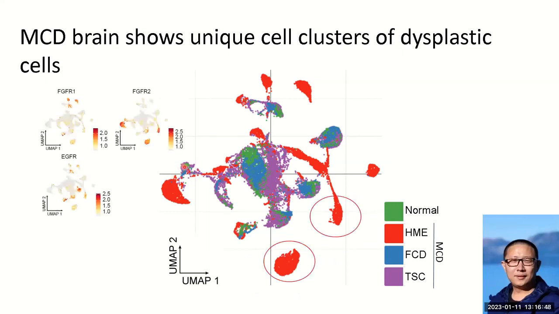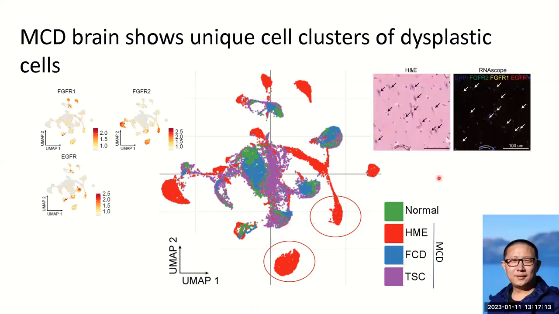In some MCD-specific clusters, as highlighted in the circles, the expression of fibroblast growth factor receptors and epidermal growth factor receptors is exceptionally high, indicating these are highly associated with MCD-specific cell populations. To confirm this, we labeled the fibroblast growth factor receptor and epidermal growth factor receptor RNA expression on the right with the RNAscope technique, and the cells overexpressing those are pointed out with white arrows. These cells almost identically overlap with the dysplasia cells on the left, pointed out with black arrows, from H&E staining of almost the same brain section. This result shows that the single-cell clusters might just be the dysplasia cell clusters.